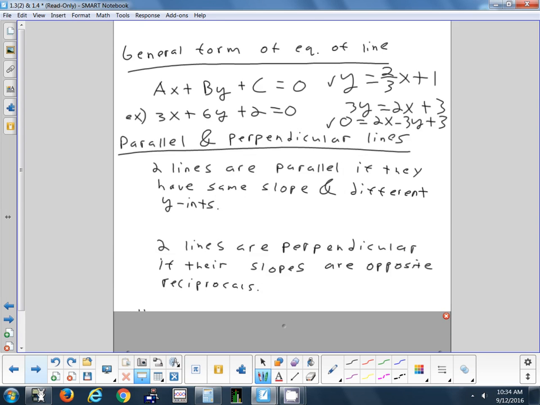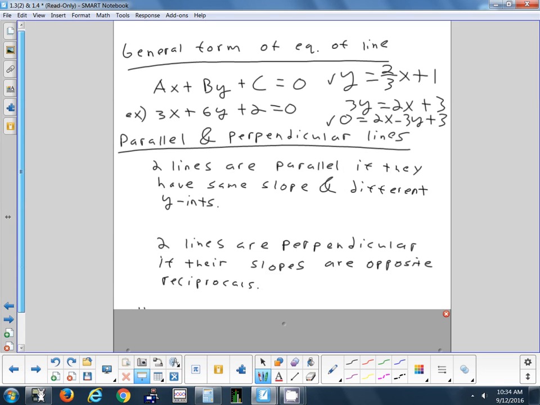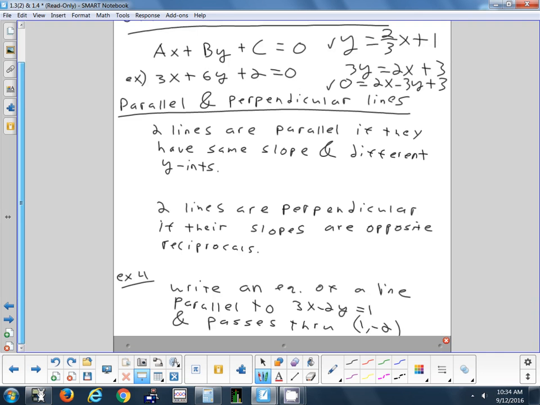Okay, parallel and perpendicular lines. Okay, so 2 lines are parallel if they have the same slope, but they have to have different y-intercepts. 2 lines are perpendicular if their slopes are what we call opposite reciprocals. Okay, so an example of opposite reciprocals. Opposite means the sign is opposite, and reciprocal means you flip.